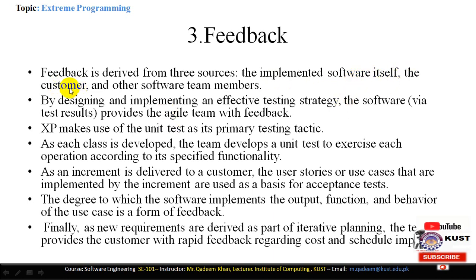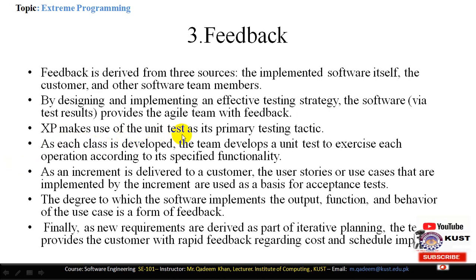And the customer who wants to buy the product or who will use the product. So we can also take feedback from the customer and from the other software team members in the organization. So here we will also ask other team members who are working with us and who are our important stakeholders. We also ask for the feedback from them. So by designing and implementing an effective design strategy, the software test results provide the agile team with feedback. Basically, the feedback is obtained through other team members. These are the other people that are working with us on the project. We ask them about the quality of the project. If there are some improvements, then we will improve the project.